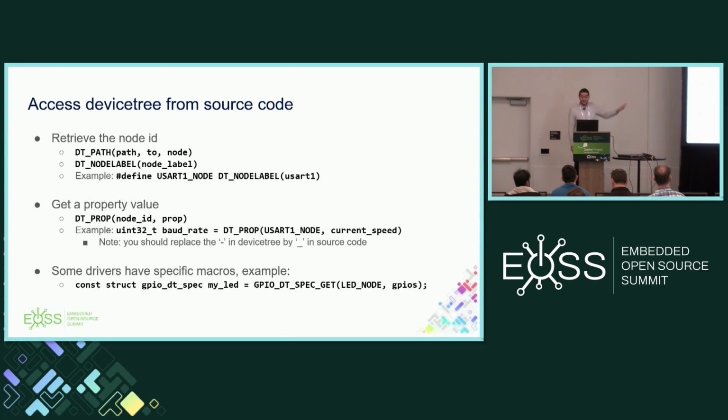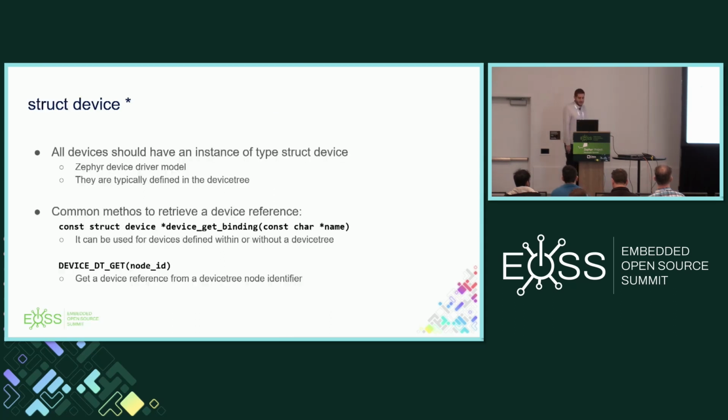There are also some drivers that have some specific macros as well. So struct device pointer: all devices should have an instance of type struct device, and this is part of the model. You can retrieve this pointer by doing device_get_binding. You put the name, or you can do it with DEVICE_DT_GET.